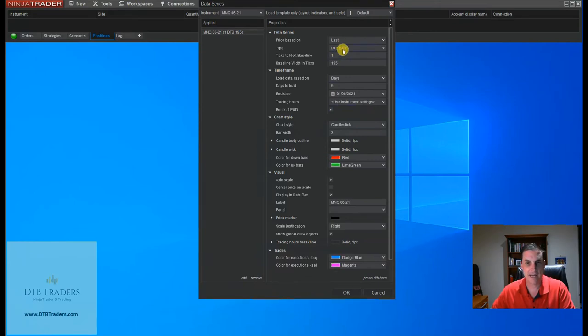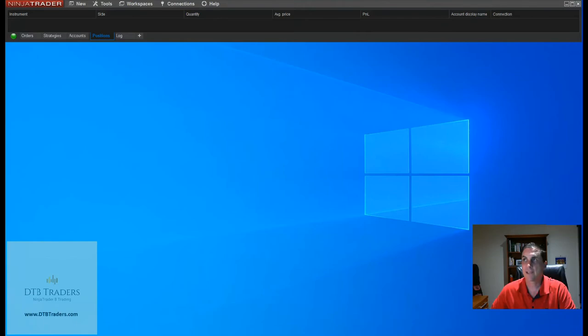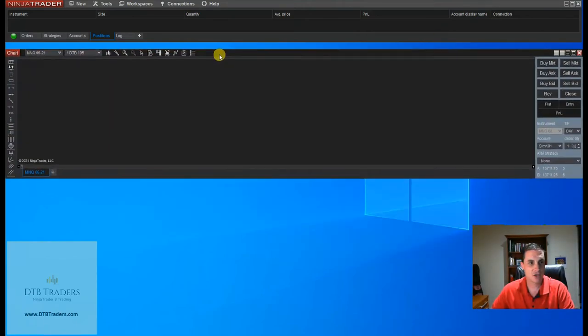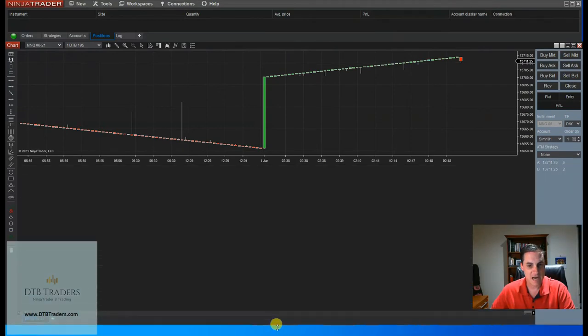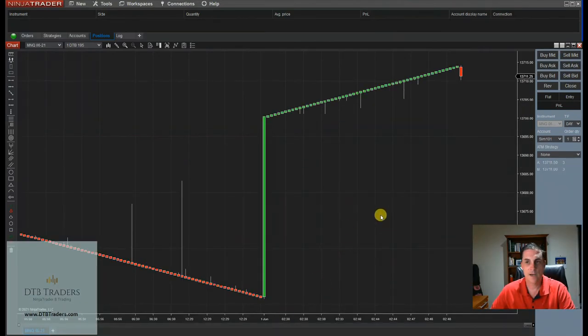So I like to load up a 195. I think the standard default settings for the MNQ, for the DTB bars, is a 195 with 5 days. Now I always remove break at end of day, so it's important to remove break at end of day on your DTB bars. You do that, and it's going to bring up a chart. Okay, so currently that is what a 195 chart looks like.